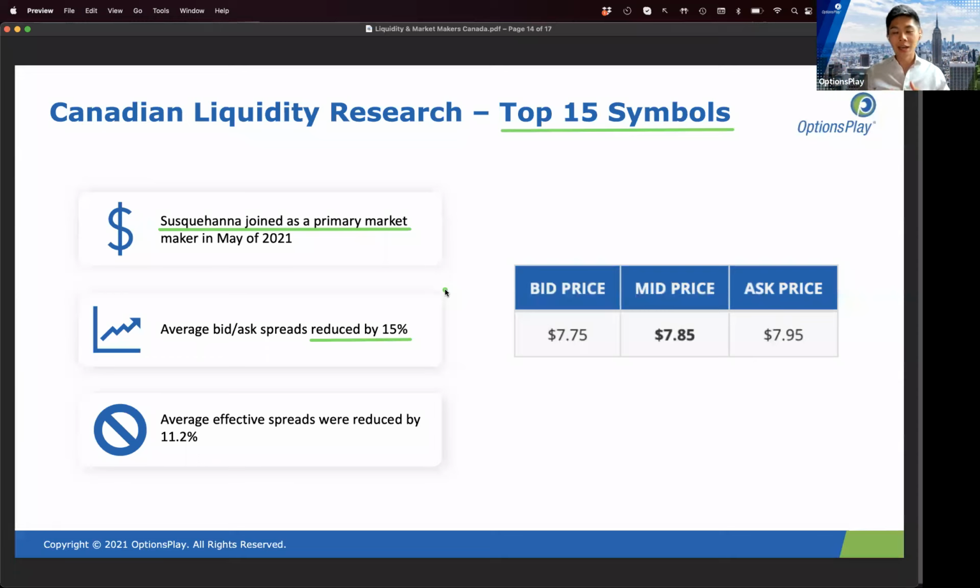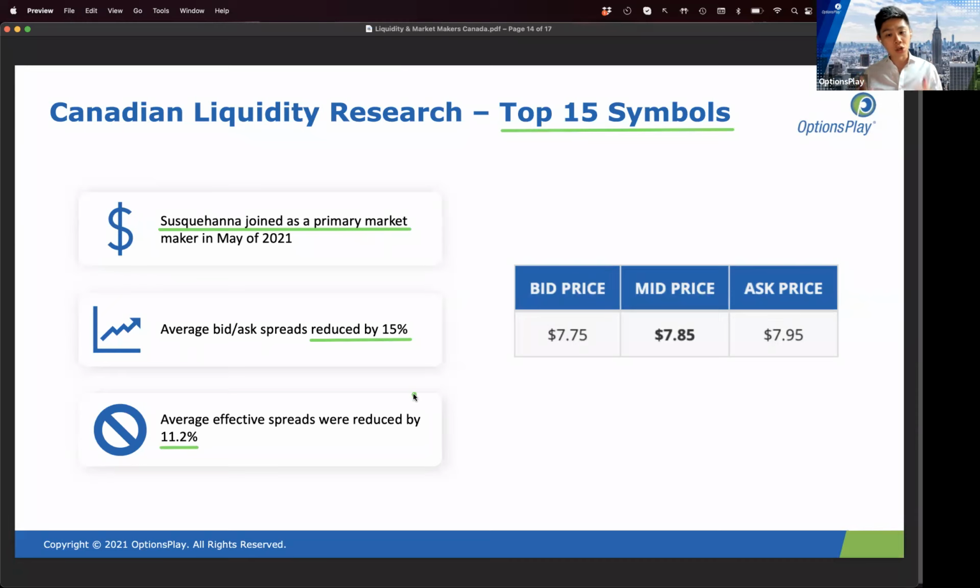It's like car dealerships listing a better price out there, but that doesn't really mean anything. What means something is really the price at which things are actually executed. And that's when we also saw a reduction. The average effective spread was reduced by about 11%. So you were actually seeing executions happen 11% closer to the midpoint price after May of 2021.